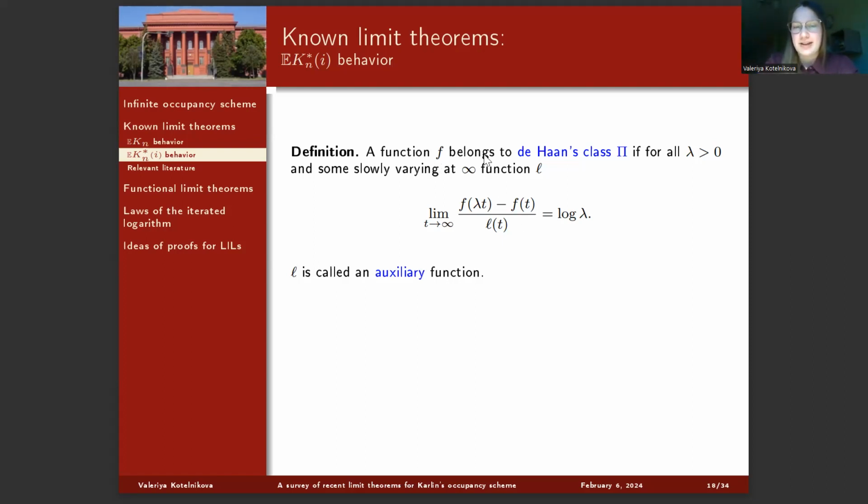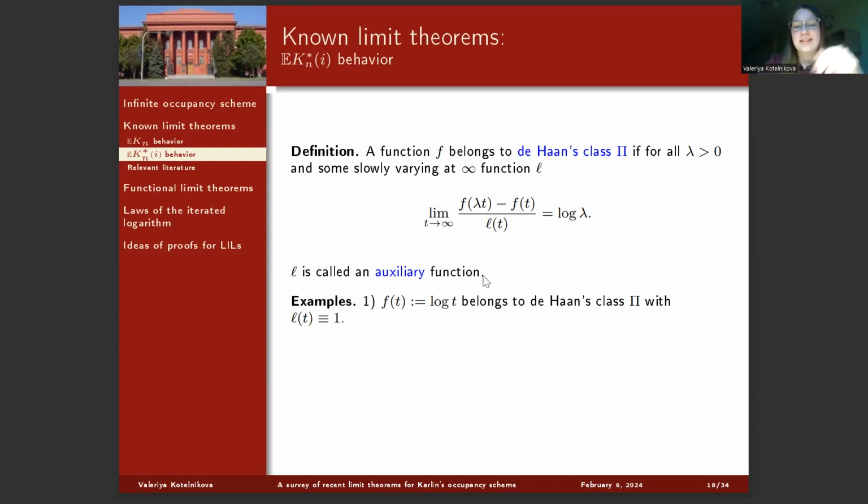We say that a function f belongs to the Thesession class, which for simplicity we will denote by pi, if for all positive lambdas and some slowly varying at infinity function L, such a limit relation holds. In this case, this function L is called an auxiliary function. Let's look at some examples. The simplest example of a function which belongs to the Thesession class is the logarithm, because if you calculate the denominator for the logarithm, you just get logarithm lambda. So in order for this limit relation to hold, you just need to choose this function L to be the constant 1.